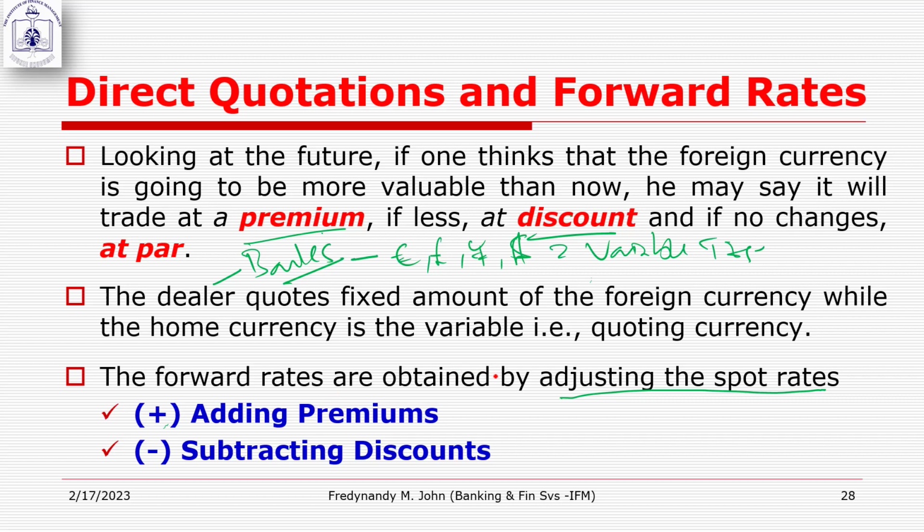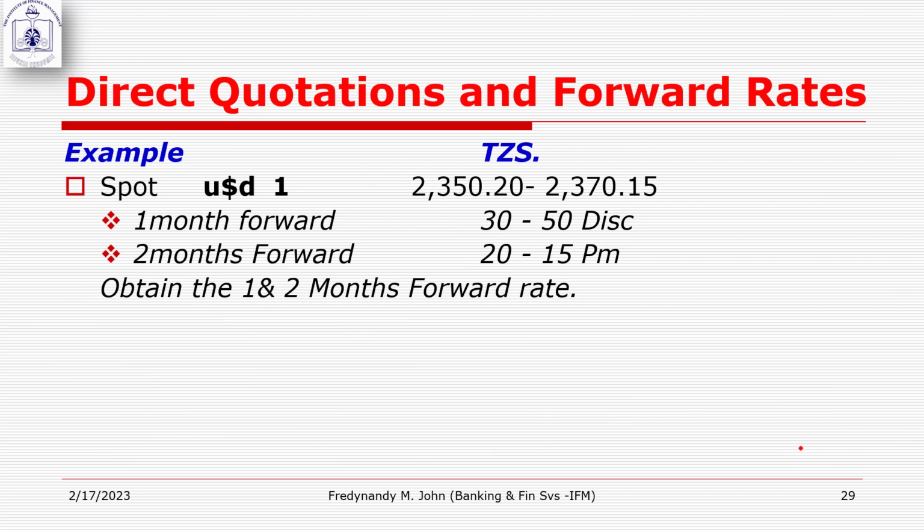Say again. If the spot rate is, let's say, €1 for Tanzanian shillings, 2600 to 2700. This is direct quotation. And then you are given premium. Then the premium will be added. But if you are given the discount, then the discount will be subtracted. Let's do an example for you to comprehend.